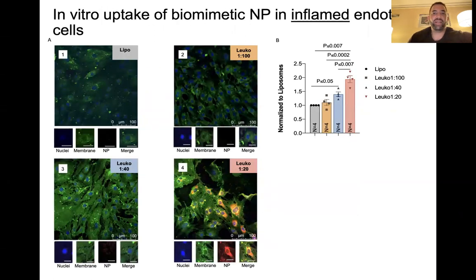Then we assessed the enhanced targeting using high throughput flow cytometry and confocal microscopy. As you can see in front of you, the leukosome 1 to 20 group, tile 4, and the red bar on tile B target inflamed endothelia better than the other groups. You can see the increase.